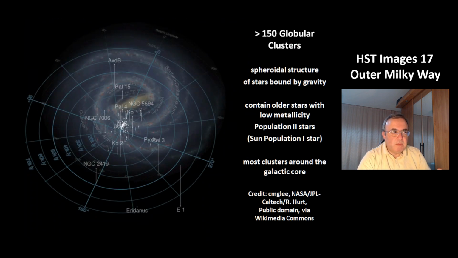This is a picture of a few of the globular clusters. The Milky Way has over 150 globular clusters. These are spheroidal structures of stars bound by gravity. And the stars in the globular clusters are older stars with a low metallicity. Metallicity means percentage of elements other than hydrogen and helium. These types of stars are called population 2 stars. The Sun is a population 1 star because it is of a newer generation and has a higher metallicity. Most of the clusters are around the galactic core.